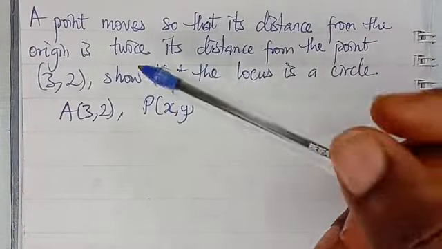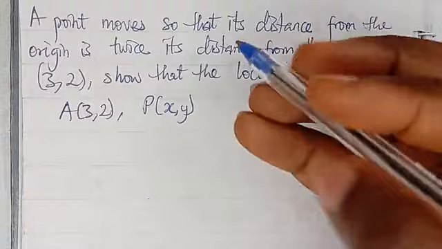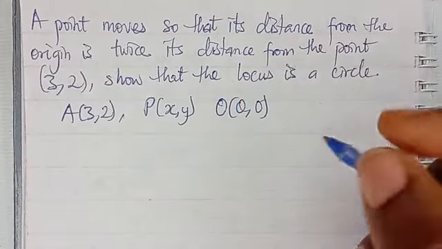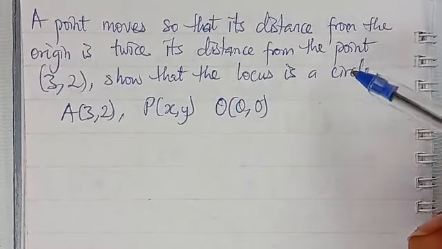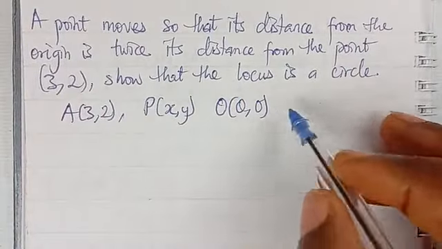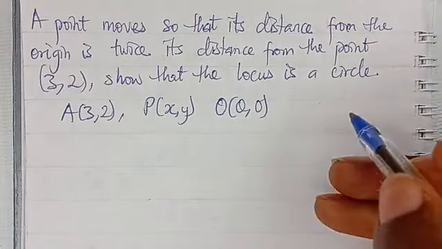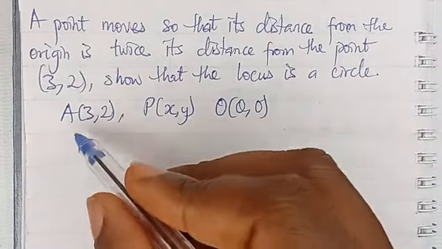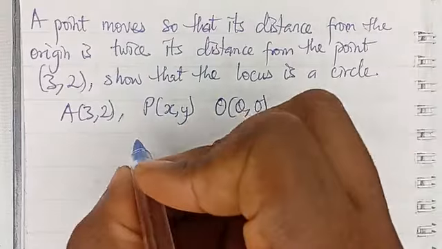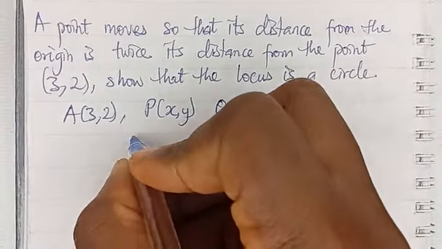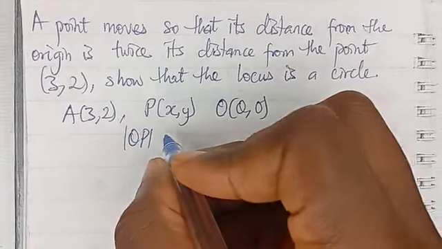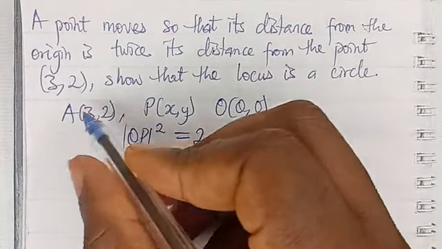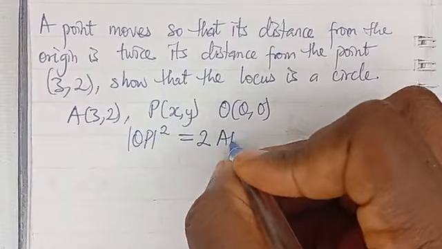And then a point moves so that its distance from the origin, so this is the origin, the origin is always (0, 0), is twice the distance from the point. Since we've named the 3 points talked about here, its distance from the origin is twice its distance from this point that we've named A. So the distance from the origin is OP. So we have that OP is equal to 2 times the distance between that point and A, so AP.